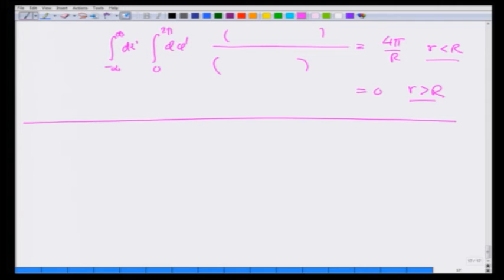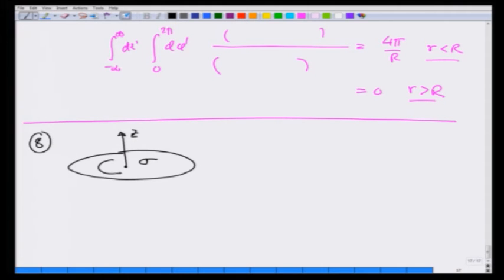Next, question number 8. A disk with its center at the origin, therefore, this is the z axis, carries a uniform surface charge density sigma and is rotating with angular speed omega. Then the magnetic field on the z axis at height h is going to be.